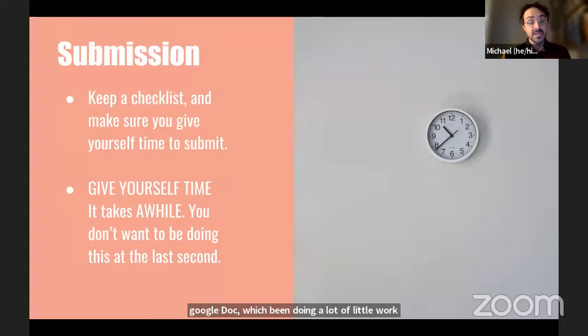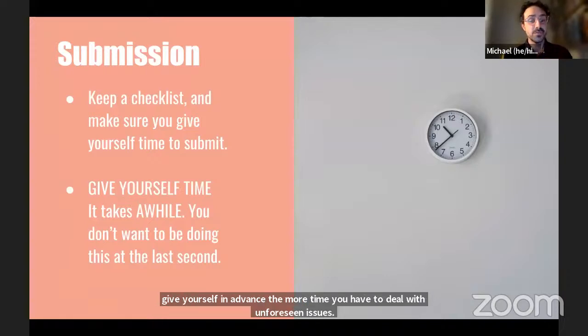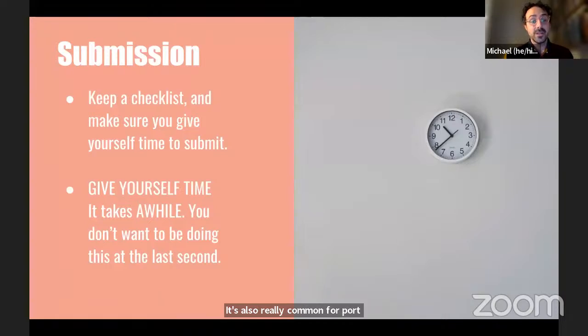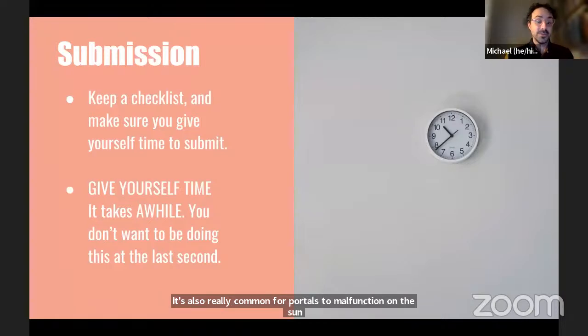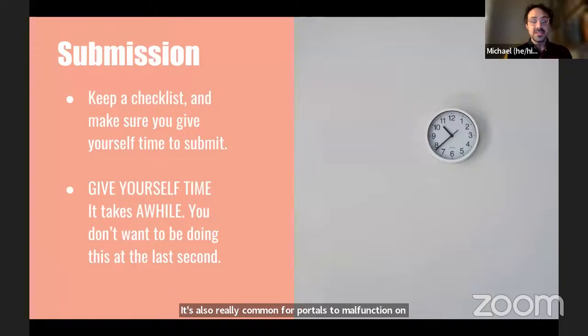Now, the more time you give yourself in advance, the more time you have to deal with unforeseen issues. It's also really common for portals to malfunction on the submission date due to increased traffic. Try to avoid submitting on the day of or in the hour of. And in the off chance that you do encounter a technical difficulty, this totally happens more often than you might expect, just immediately email and call the funder just to establish a paper trail. They're typically amenable to either reopening the portal or permitting an alternative mode of submission if there's a technical error.